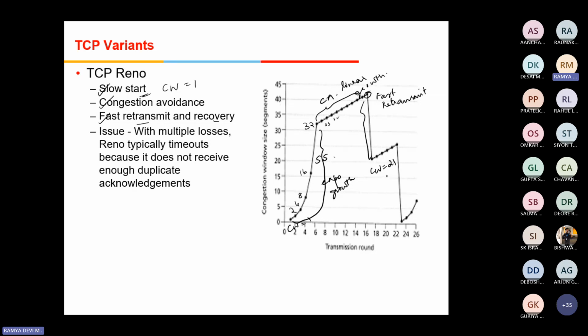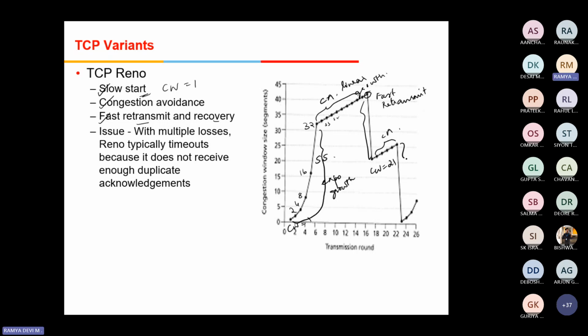Reno will continue transferring new packets as duplicate acknowledgements arrive. So even when duplicate acknowledgements arrive, it maintains the throughput. Once an acknowledgement for all the retransmitted packets is received, Reno exits fast recovery and transitions to congestion avoidance. When multiple packet losses occur within the window, it will fail to receive enough duplicate acknowledgements, so it leads to a timeout.